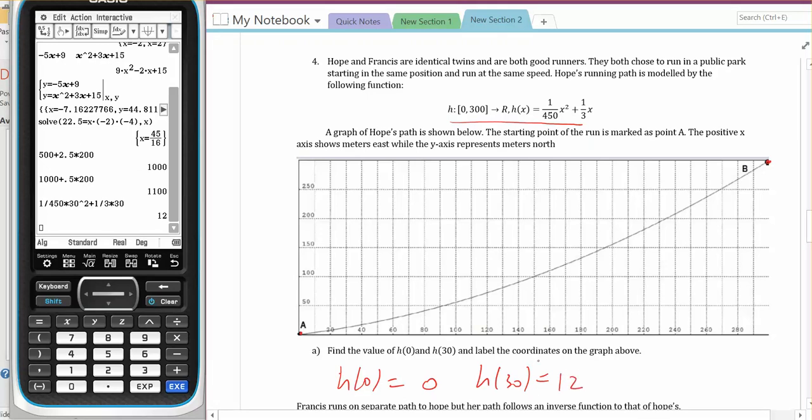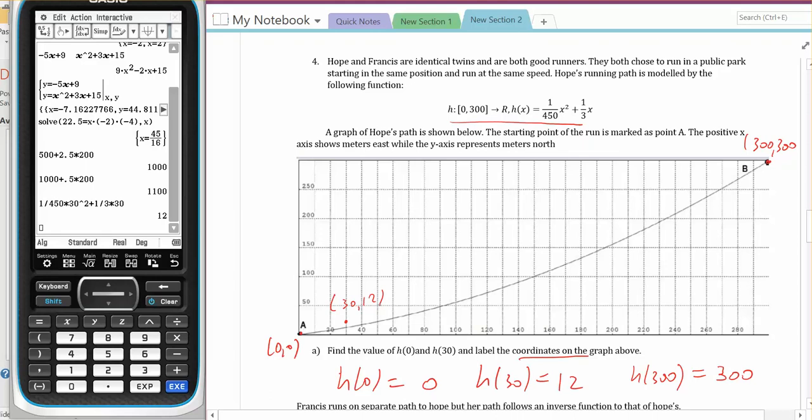Okay, we want to label the coordinates on the graph. Read the instructions very carefully. So (0, 0), and h of 30. So 30 would be here, and that equals 12. Okay, h of 30 equals 12. I actually believe in the original question, it wouldn't ask you h of 300. So I'm going to put this on as well, and you should get a value of 300. So this will be (300, 300). I'll put that on just in case. And (30, 12).